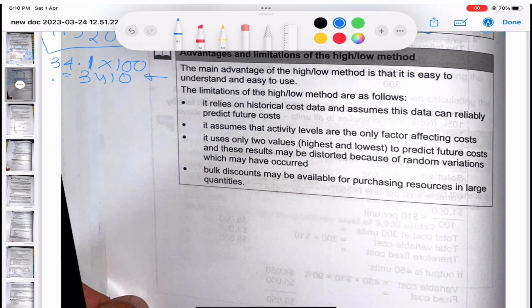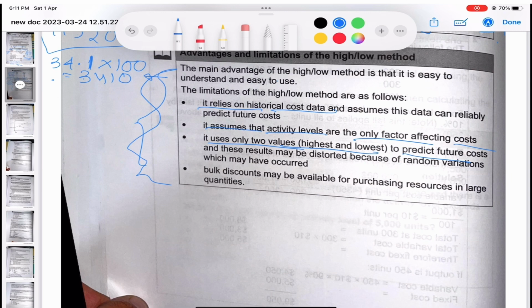Now we come to what the advantages and the disadvantages are of the high-low method, which we've been following so far. First thing is that it relies on historical data, so sometimes that can lead to incorrect information. We can't always focus on the historical cost, and it assumes that the activity levels are the only factors. However, there are more factors too.